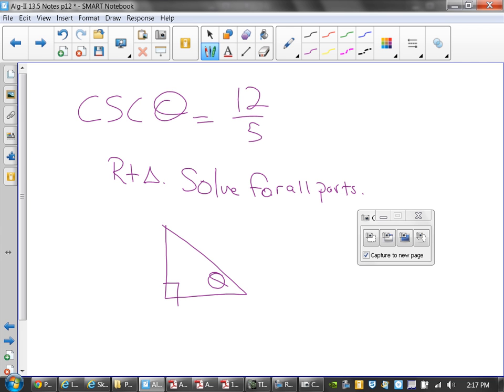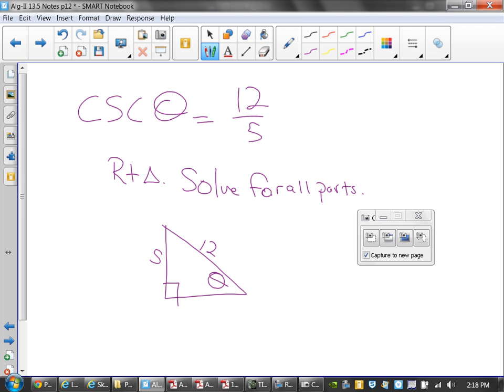If I pick an angle that's not the right angle to be theta, 12 is playing the role of what? The hypotenuse, adjacent, or opposite? It is the hypotenuse. Where does the 5 go? Opposite. It's the opposite, so it goes here. Now what do you do to find that missing side length? Pythagorean theorem.